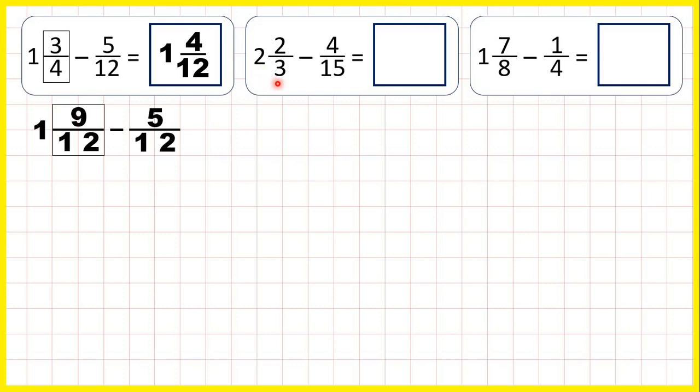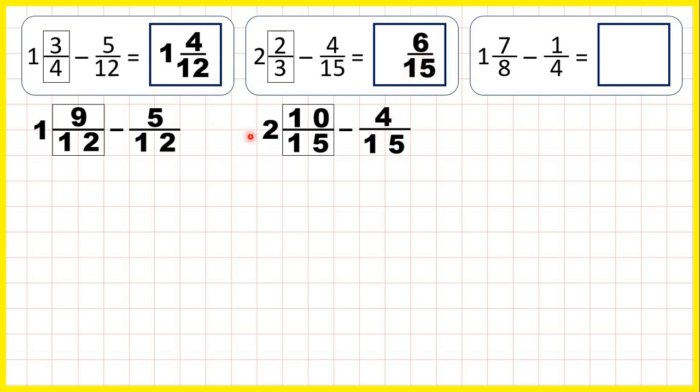Now 2 2/3 minus 4/15. 15 is in the 3 times table, so rather than 2 2/3, we can write 2 10/15 minus 4/15, because we have our equivalent fractions. 3 times 5 is 15, and what we do to the denominator, we do to the numerator as well, and 2 times 5 is 10. So now we have our common denominators, so we can subtract. 10/15 minus 4/15 is 6/15, and we still have 2 as our whole number, so our answer is 2 6/15.